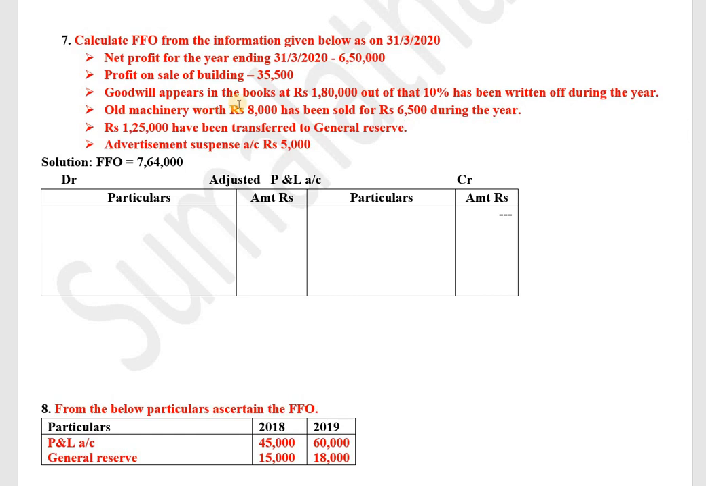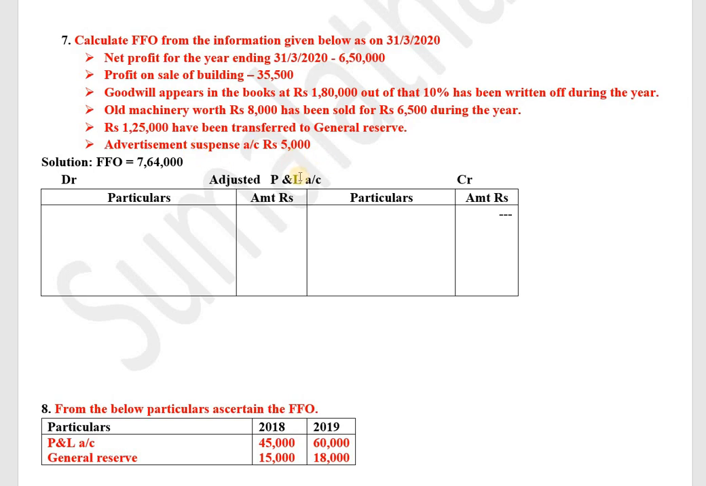Goodwill will be on your debit side, but 10% has to be taken. Old machinery, here loss on sale of machinery. ಎಷ್ಟು ಲಾಸ್ ಆಗಿದೆ, 8,000 minus 6,500. 1,500 will be a loss on sale of machinery, again on the debit side. Transfer to general reserve, debit. Advertisement suspense account, again it is an expense related to advertisement, again it is debit.